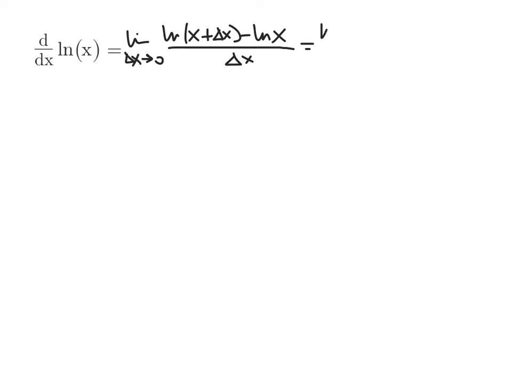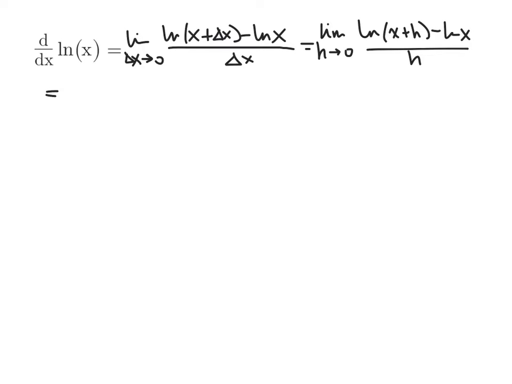So I hope you don't mind. I'm going to change the delta x's into h's, and that is literally just to clean things up. So instead of x plus delta x, we'll have x plus h, and in the denominator, instead of delta x, we'll have h. Now, trying to evaluate this limit isn't easy.